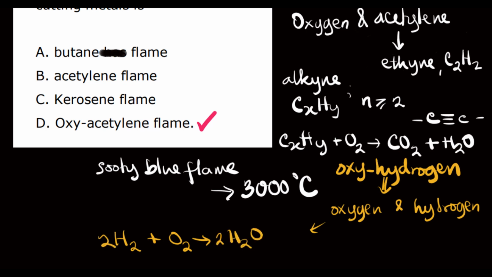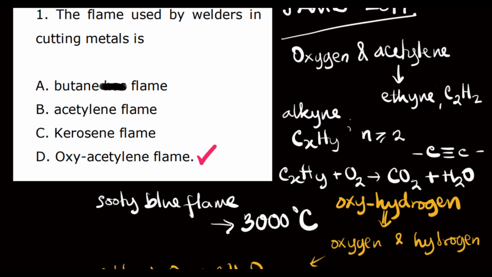But the difference is that the heat evolved in the oxyhydrogen flame, or the combustion of hydrogen, is not as high as the heat evolved when ethine burns in oxygen. That's why the oxyacetylene flame is a better flame for welding or cutting metals than the oxyhydrogen what? Flame. But the oxyhydrogen flame can also be used as a substitute for the oxyacetylene flame, in case the oxyacetylene flame is not available. So that's why the answer to that question is D, oxyacetylene flame.